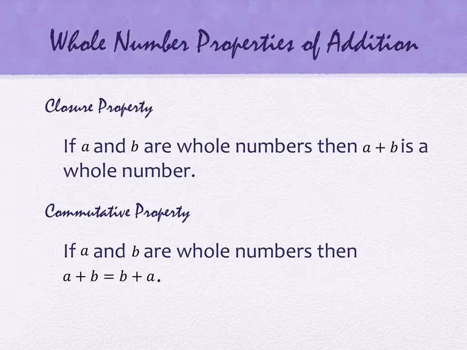So if you have 5 plus 7, it's going to be a whole number because 5 and 7 were whole numbers to start with. No matter what 2 whole numbers you pick, if you add them together, you get a whole number. The second one is the commutative property. The commutative property says that the order of addition with whole numbers doesn't matter. 5 plus 7 is equal to 7 plus 5. There's nothing special about the ordering when we do addition with whole numbers.